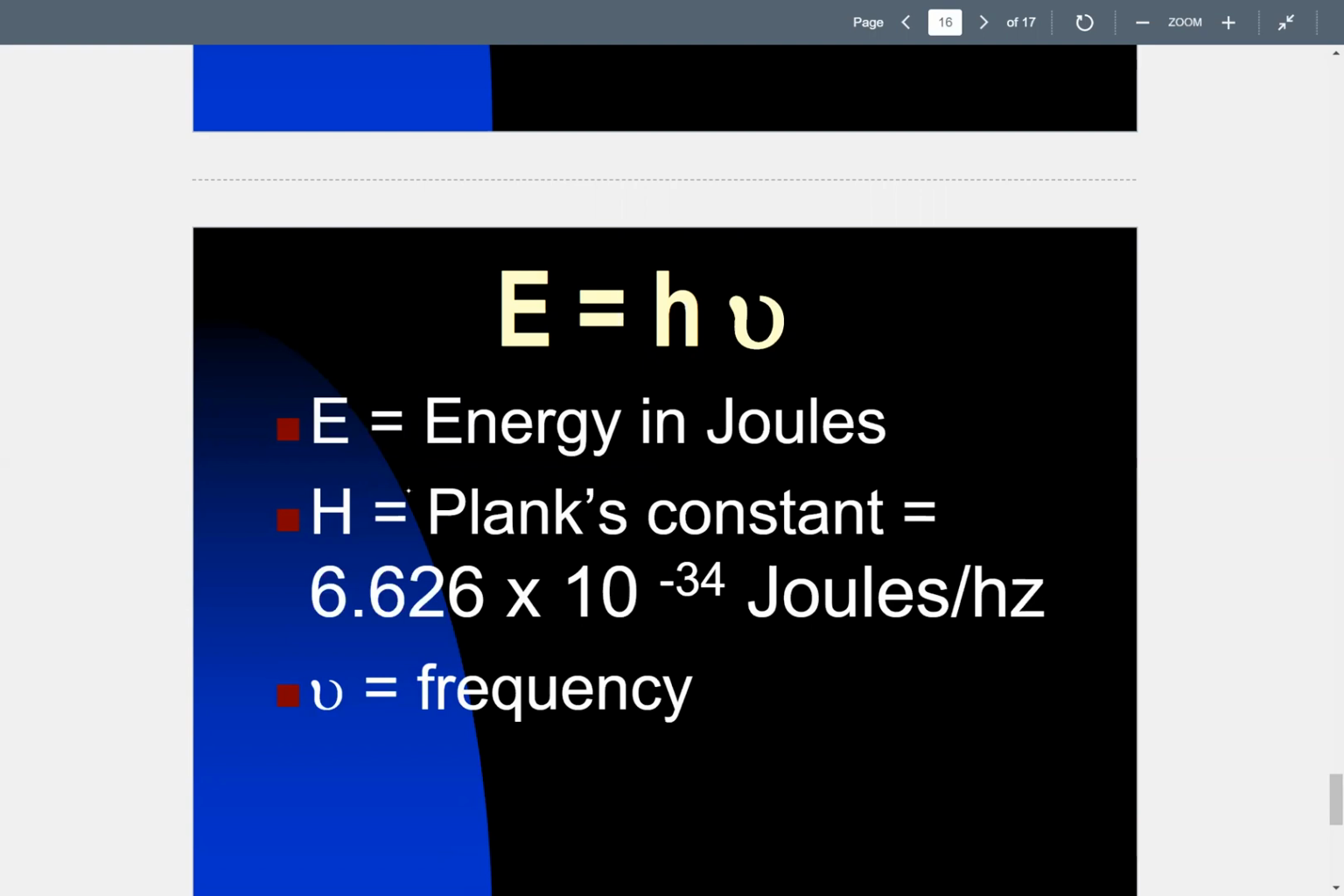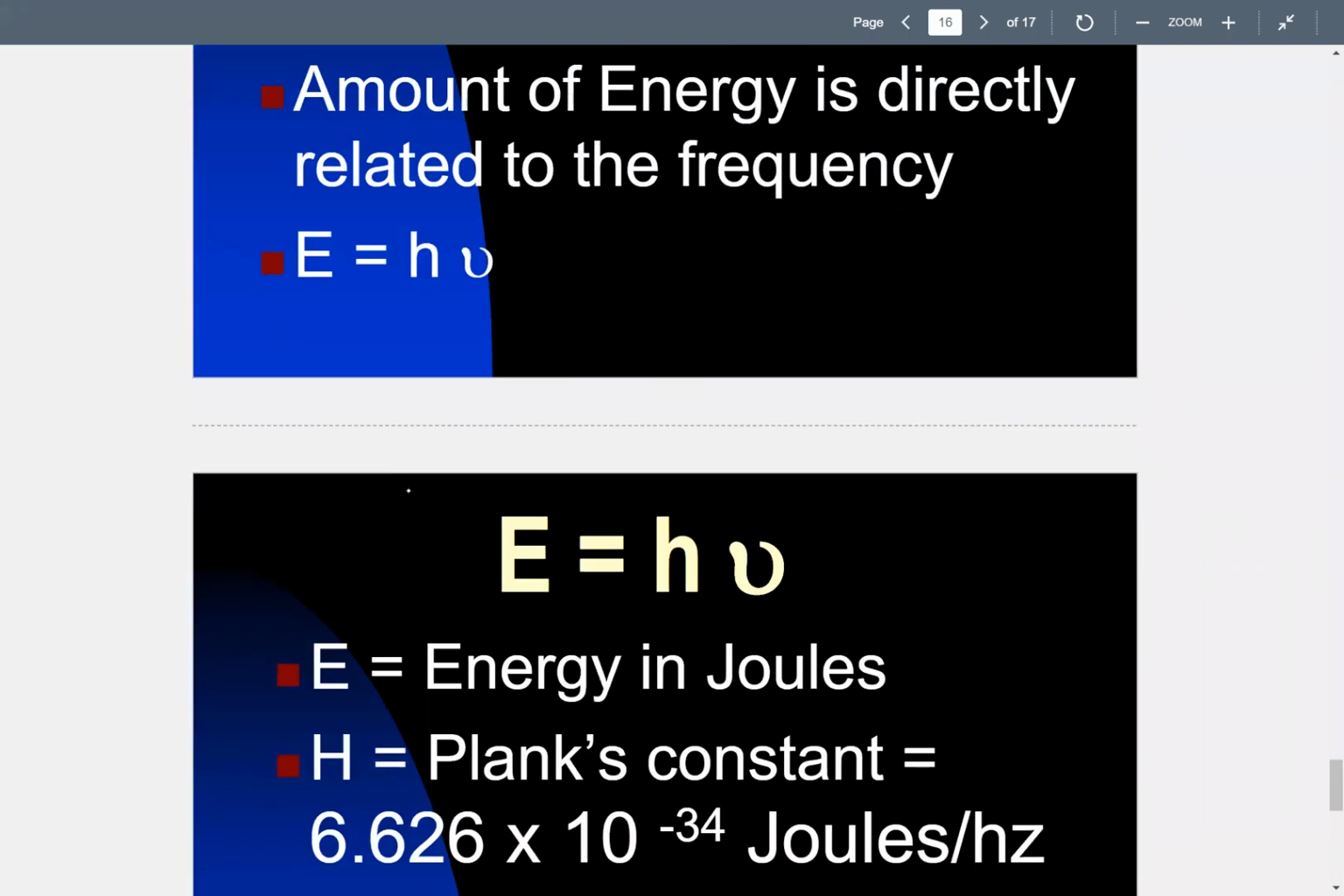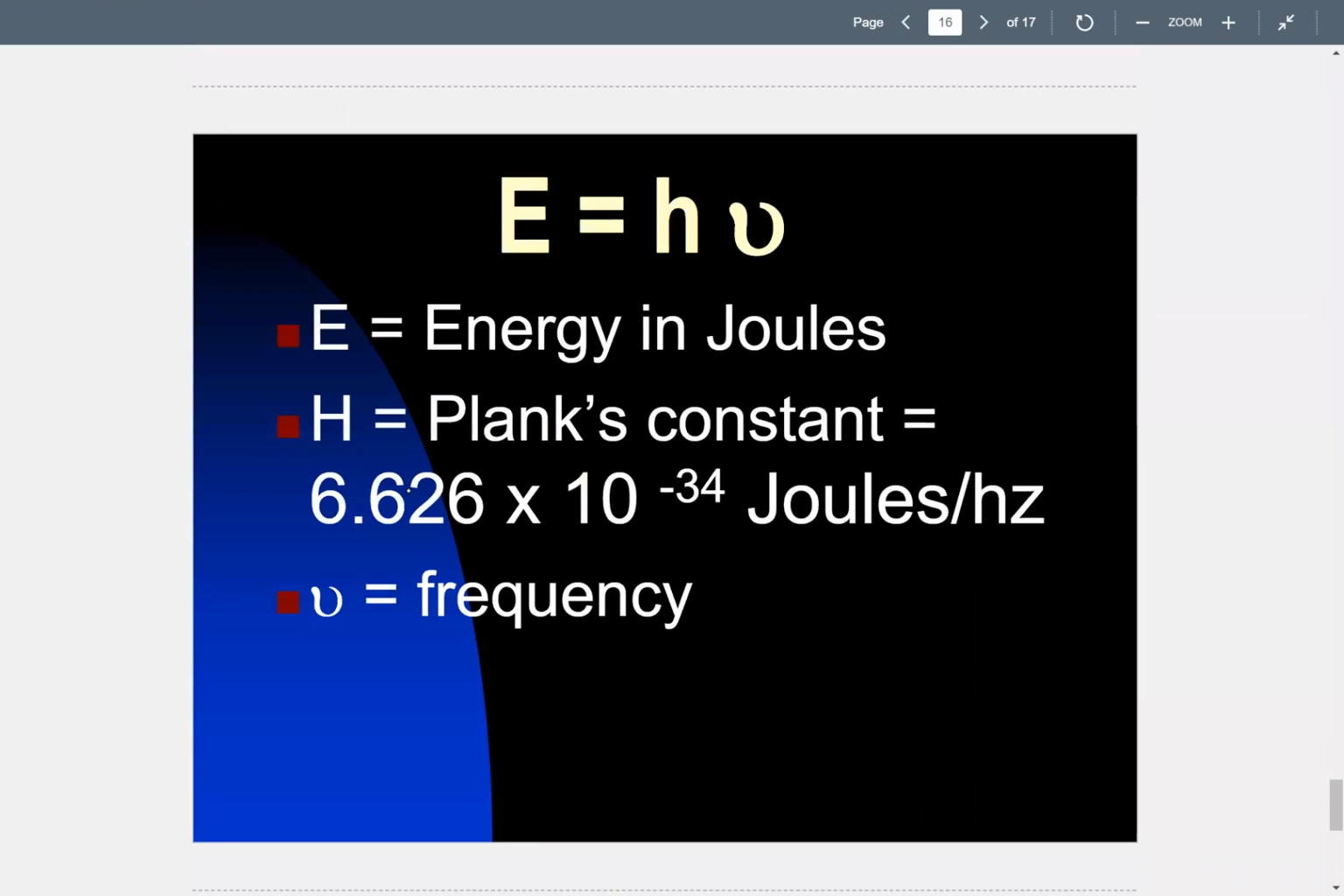It's extremely small, but because it's extremely small, light delivers that packet an extremely large number of times. Remember that the frequency of visible light was 400 trillion to 700 trillion. So that is how much energy it can deliver. You basically take those things and multiply them together. That's where you get the equation E equals h nu.